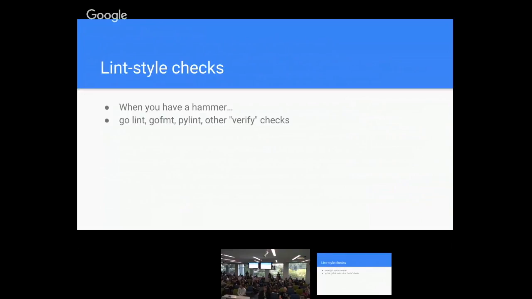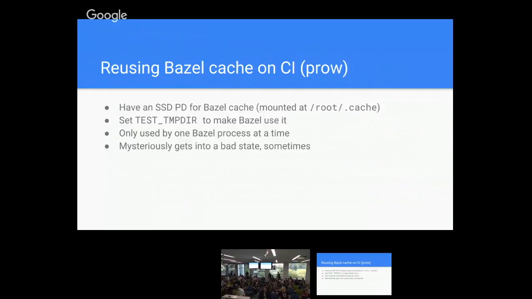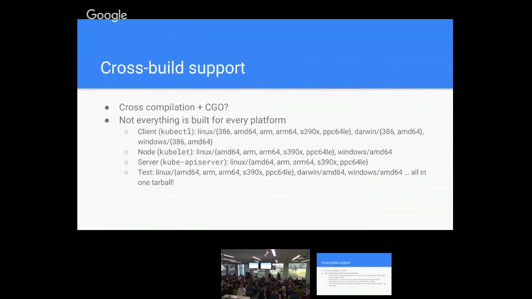Another thing is we've tried to write some lint checks using these all sources rules. They don't work great. I don't know if it's something that people want to do or if it's a good idea, but it's been a little issue. Another thing is on our CI, we are trying to improve things. We have an SSD persistent disk, but we have had some issues, and there's not really an official way to do this. We're kind of abusing the test tempdir to be able to use this, but maybe there's a better way. And then, of course, cross-build support. Not everything is cross-built for everything. So we have to figure out, for these tarballs, we want to include some of them, but not all of them.